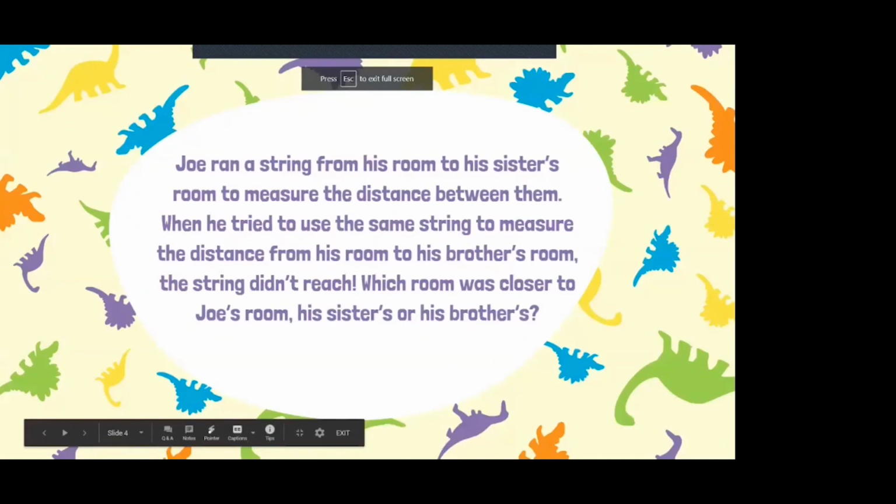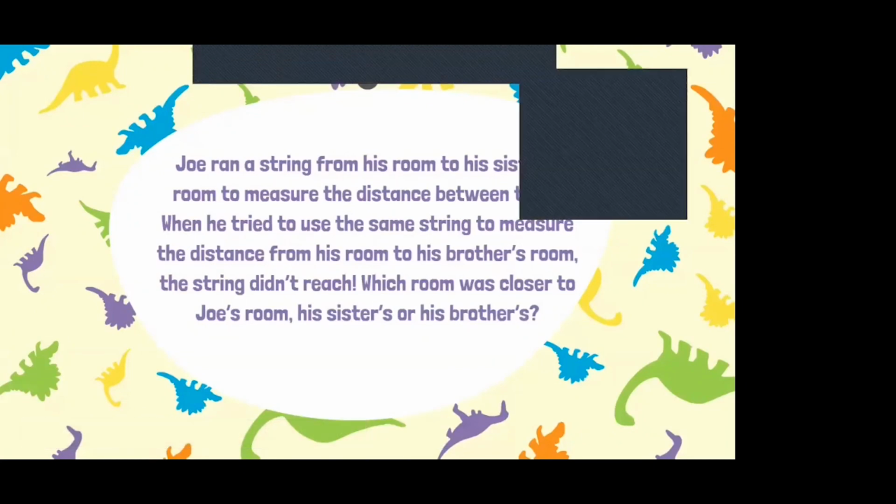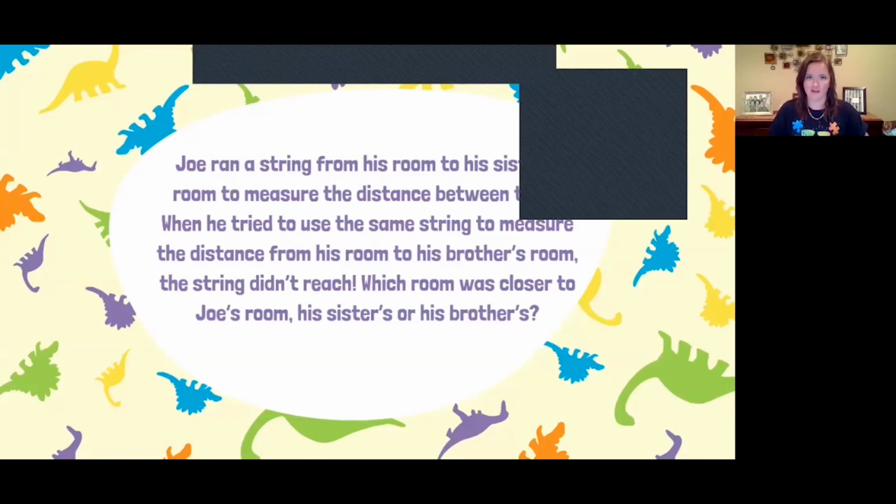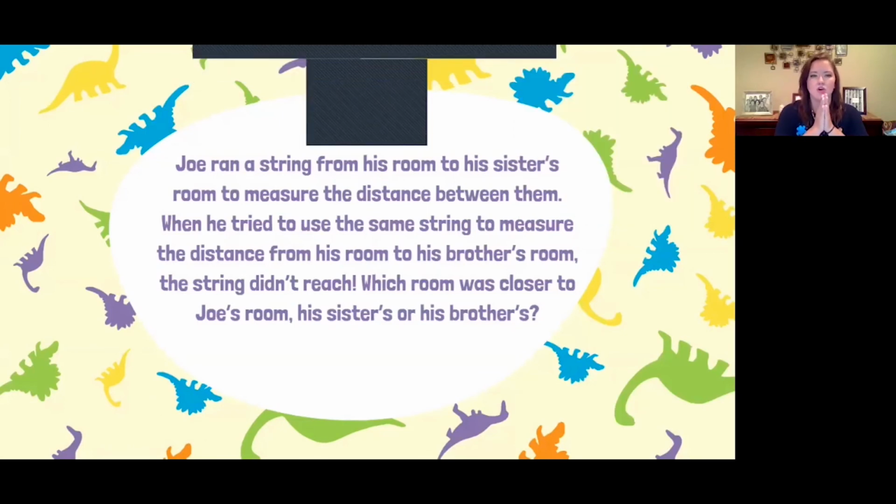There we go. Let me make myself visible. There we go. All right, here we go. Joe ran a string from his room to his sister's room to measure the distance between them. When he tried to use the same string to measure the distance from his room to his brother's room, the string didn't reach. Which room was closer to Joe's room, his sister's or his brother's?